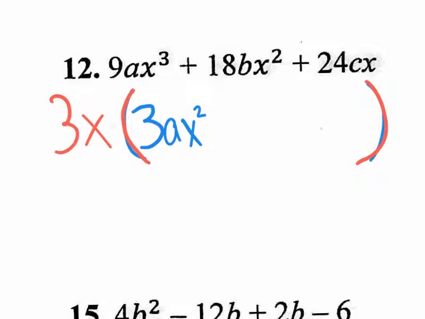How about that middle term? 3x times what gets us an 18bx squared? Positive 6. 3 times 6 is 18. Now I need bx squared, but x times what gets us a bx squared? Well, b with an x. And last but not least, another plus sign. 3 times what is 24? 3 times 8 is 24. X times what will give me a cx? I need a c in there. And that's it.